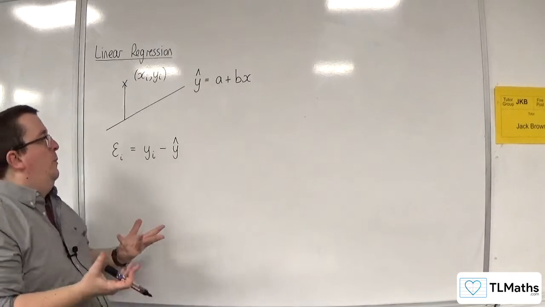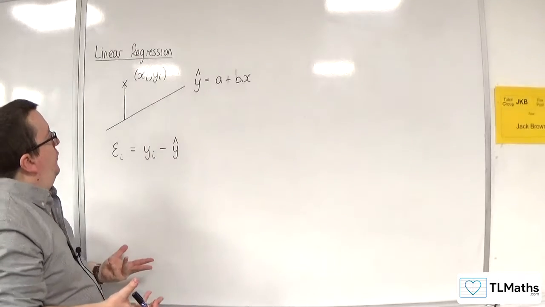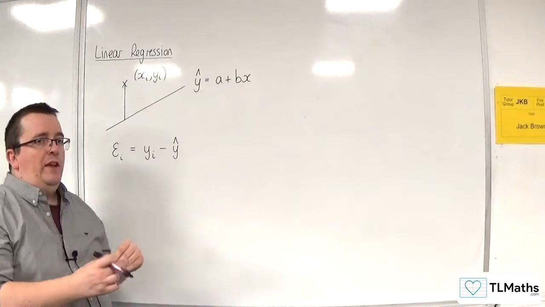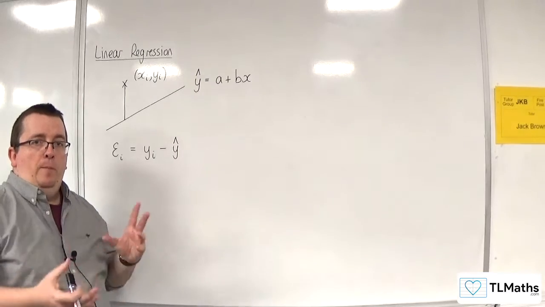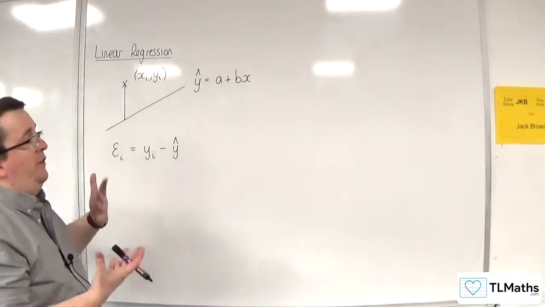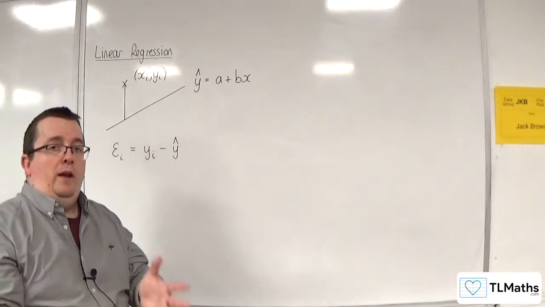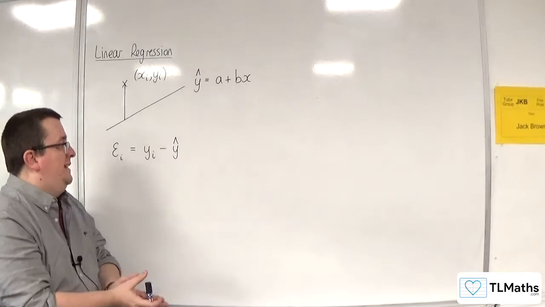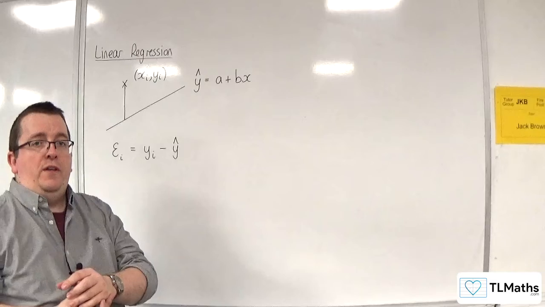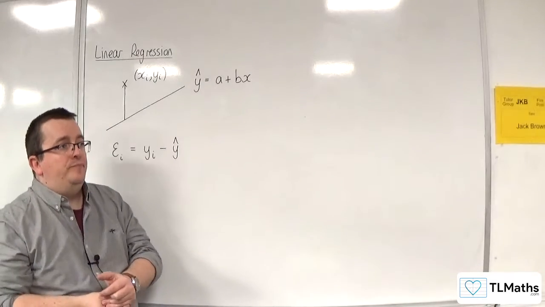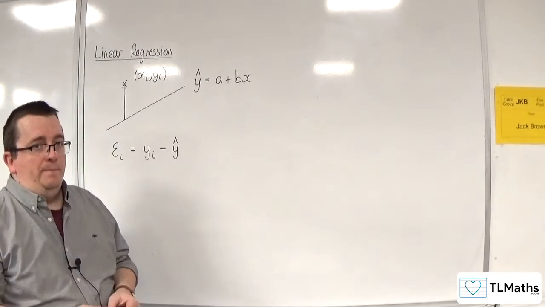But what we've got to do is look at minimizing all of the residuals. The problem is that some of them will be positive, some will be negative. The ones above the regression line will be positive, the ones below the regression line will be negative. And there is a problem that they all cancel one another out if I just add them all together. So, to avoid that, I'm going to have to square them.